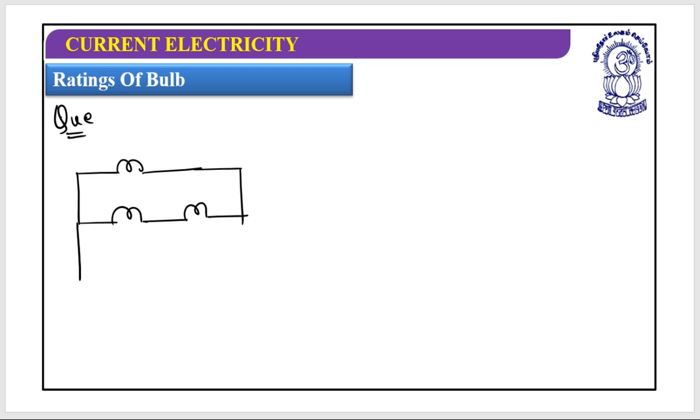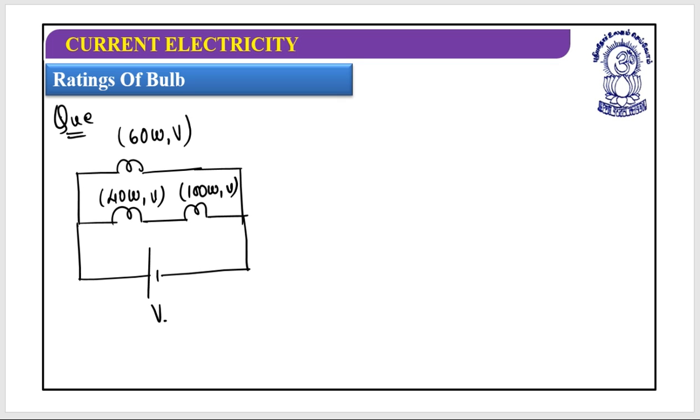And let's suppose this is connected with the supply. Now this is connected with battery V. This is, let's say, a bulb of 60 watt, and V would be the supply. This is of 40 watt, and V would be the supply, and this is of 100 watt, and V would be the supply.